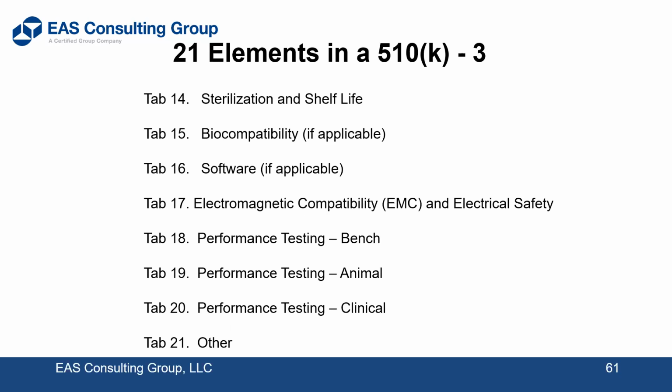All that's considered labeling. Sterilization and shelf life: if it's a sterile product, then accelerated aging would be under shelf life, with a start on real-time aging. Biocompatibility, if it's touching tissue or entering the body. Software or firmware, and that requires adherence to a guidance document with 11 elements in it, which are being changed down to 10 where the draft sits now. Electromagnetic compatibility or electrical issues, performance testing bench, performance testing animal, and performance testing clinical if that's involved, and then appendix information.